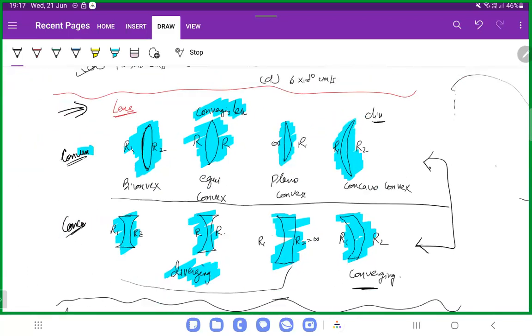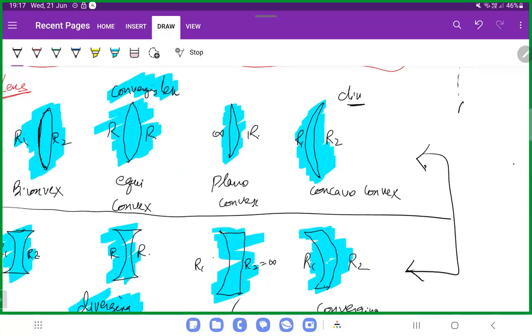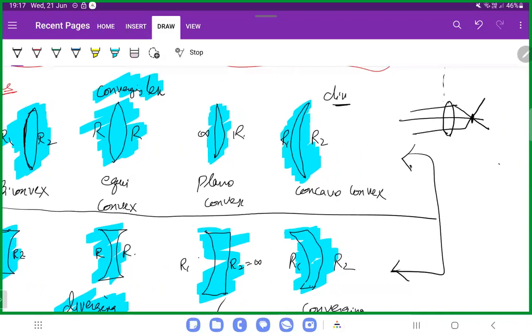If you remember this ray diagram from your 10th standard, I'll show you one. Convex lens, we used to draw this way. So it is called converging. We are talking about these first two. And this one is diverging.